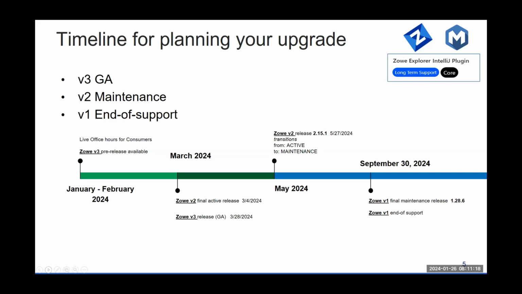In the March timeframe, we're going to be introducing V3, and we'll also release the final active continuous delivery for V2. And then V2 will transition into full maintenance mode. That first maintenance release is scheduled for May of 2024. And then, as we mentioned, V1 will terminate support on September 30th. And as Bruce mentioned, IBM will be terminating that support in March.